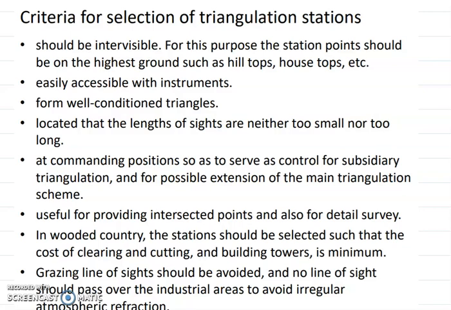Okay. Then in wooded country, that is when there is a lot of tree cover, the station should be selected such that the cost of clearing and cutting and building towers is minimum. Grazing lines of sight should be avoided. And no line of sight should pass over industrial areas to avoid irregular atmospheric refraction. Then what do you mean by this?